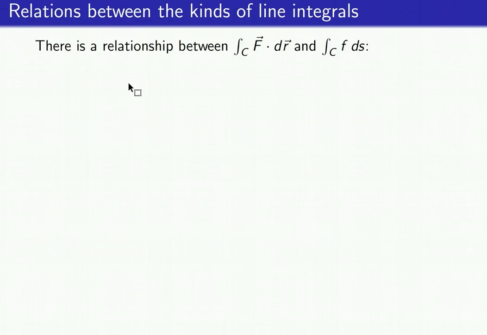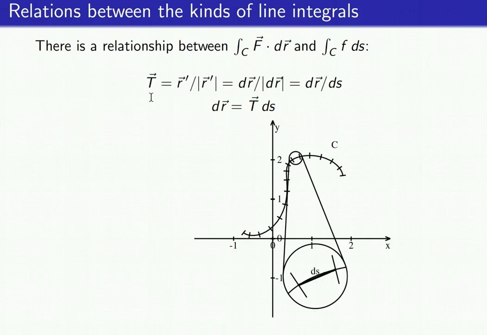There is also a relationship between the integral of f dot dr and integral of f ds. It's not as close of a relationship, but we do have this. Remember T is the unit tangent vector, and T points in the direction of r prime. So you take r prime, make a unit vector like this, or what's equivalent is you take dr and make that a unit vector. It's the same thing as this. It's just this is dr dt over dr dt, cancel the dt's and you get this.